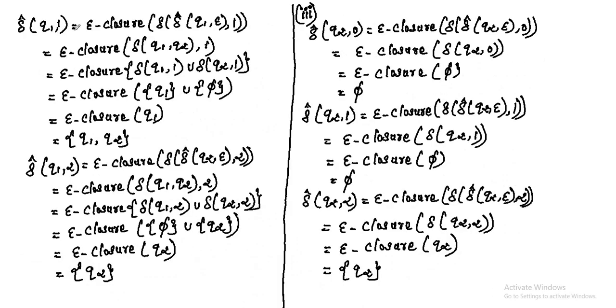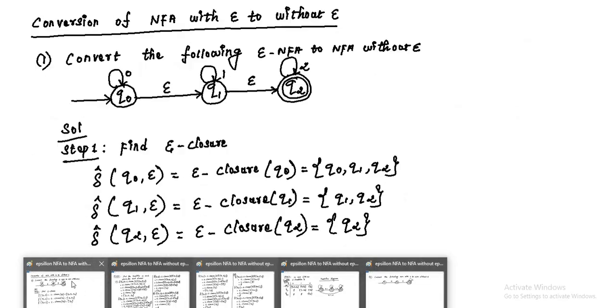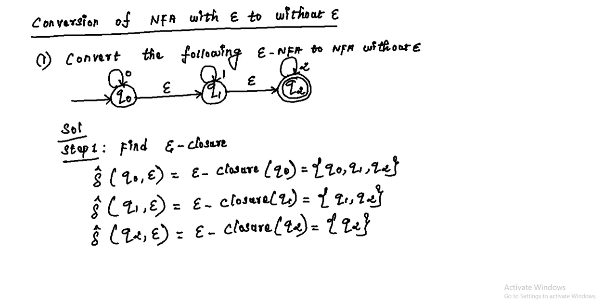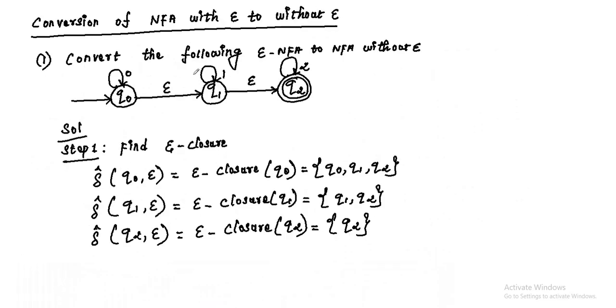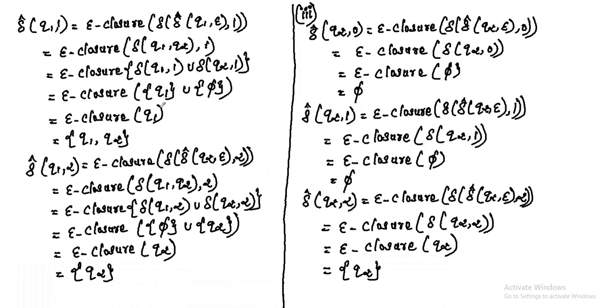So δ̂(q1, 1) equals epsilon closure of δ̂(q1, ε, 1). Here I applied the extended function. So epsilon closure of q1 epsilon, see the first step, epsilon closure of q1 is {q1, q2}. Here δ of {q1, q2} and input 1. Next step, δ(q1, 1) union δ(q2, 1). Q1 on 1, see the transition diagram, q1 on seeing the symbol 1 reaches q1 itself. Here you write q1 union q2 on 1.